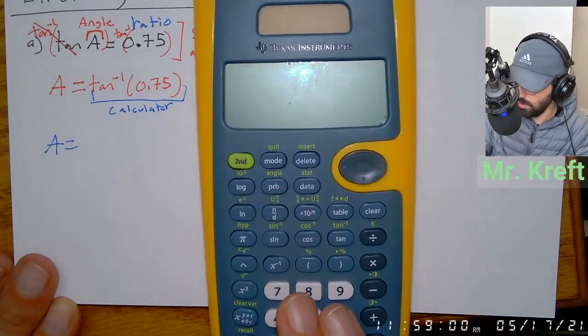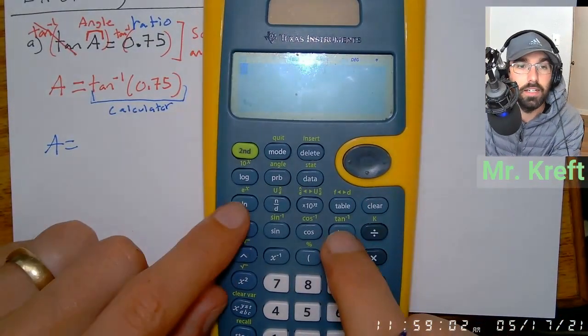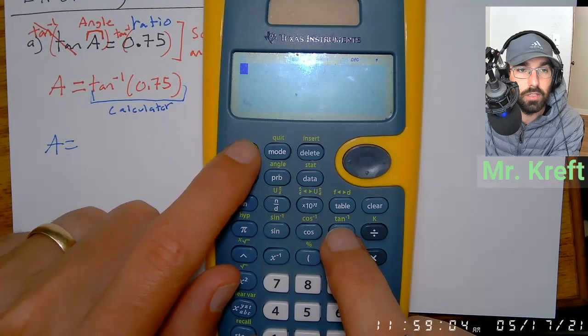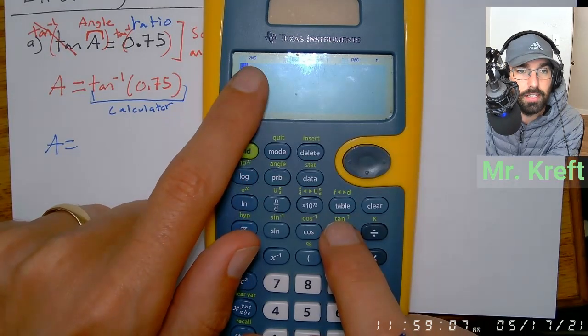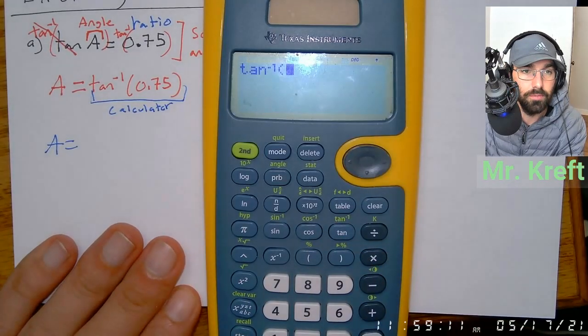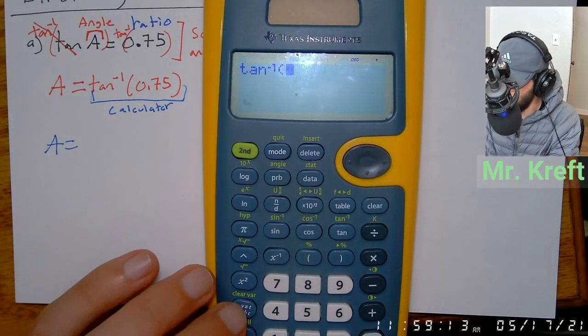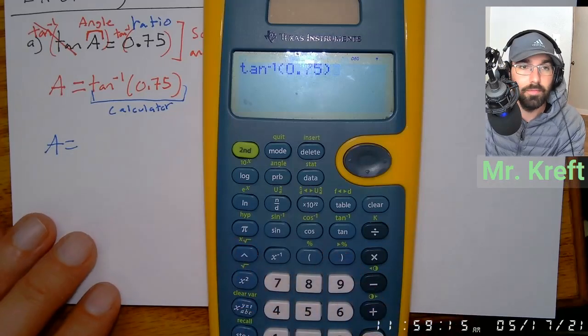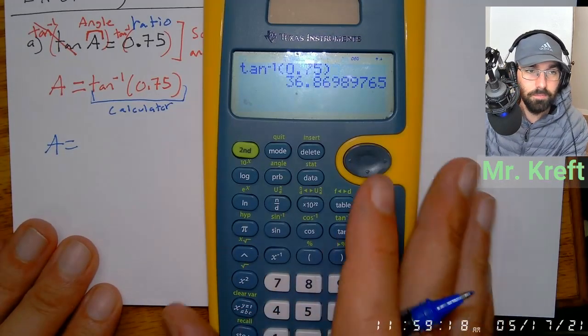Okay, so let's try this out. In my calculator, it's a green button. So I'm going to hit the green button first, and it says a little second, like I hit the second button, and then tangent inverse. And then I'm going to type in 0.75. I'm going to hit enter.